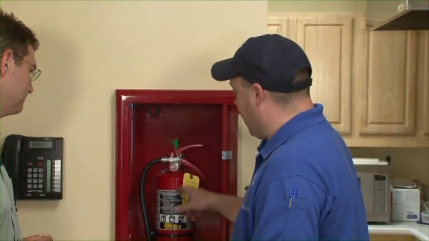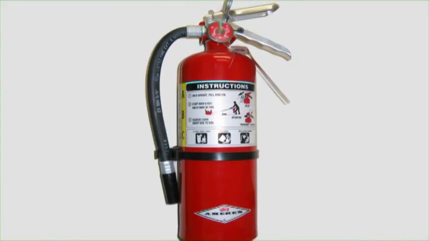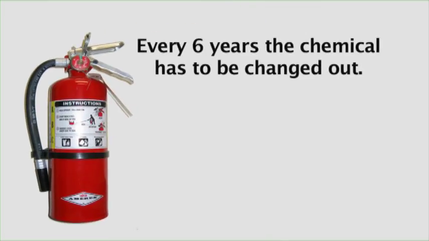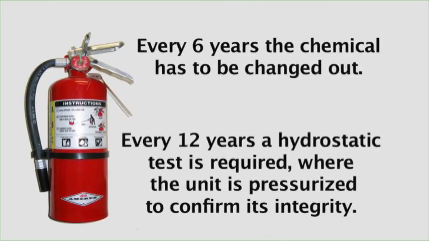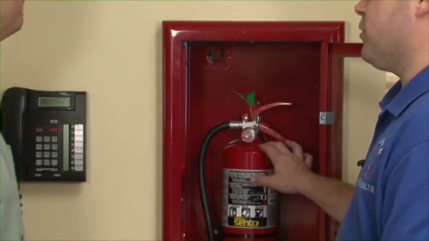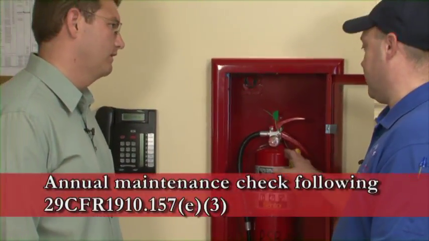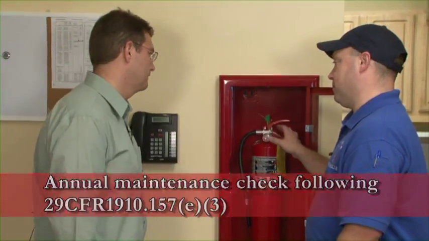Could you just tell us a little bit about the maintenance required on these extinguishers? Sure thing, Rob. Every 6 years, the chemical that's inside has to come out and be changed out for a fresh chemical. And then every 12 years, a hydrostatic test is required where they take all the chemical out, they take the neck and hose off, and then they pressurize the extinguisher to make sure that there aren't going to be any leaks, so that the pressure required to discharge the chemical in the event that the extinguisher has to be used is going to be able to be maintained.